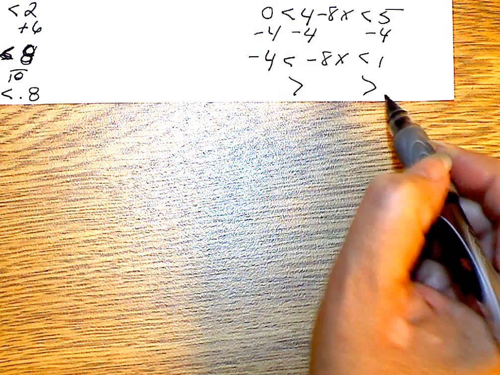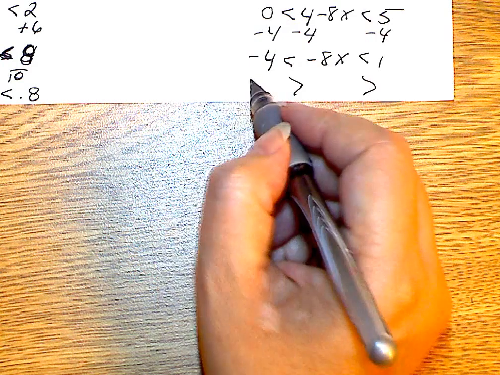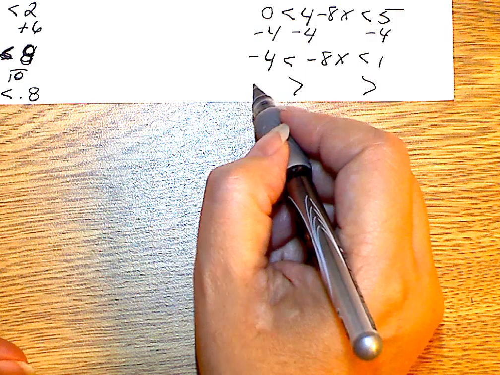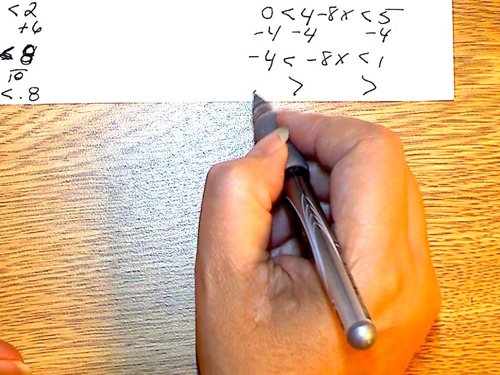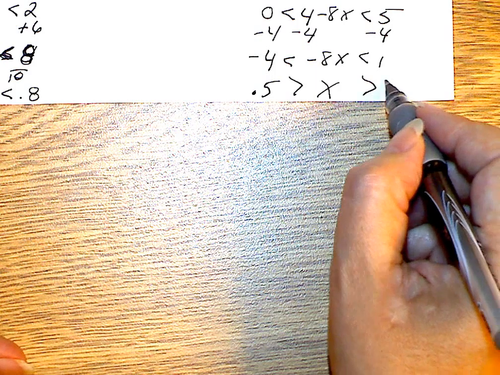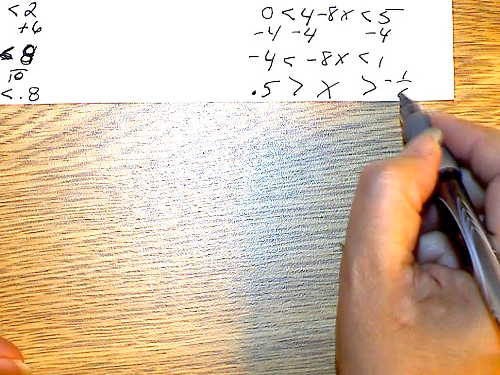So we have 0.5 is greater than x, and negative 1/8, whatever that is. Yep. Questions about any of that?